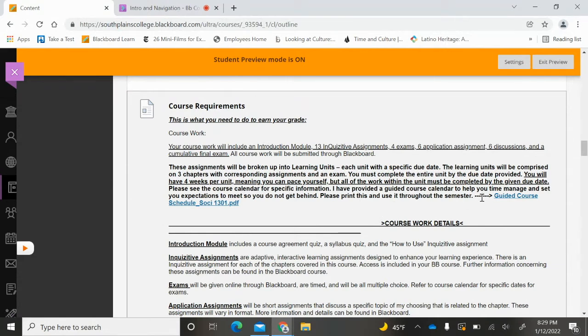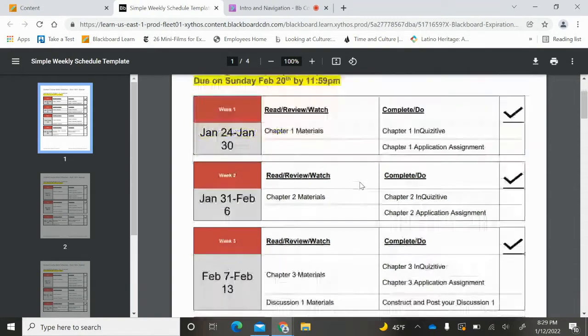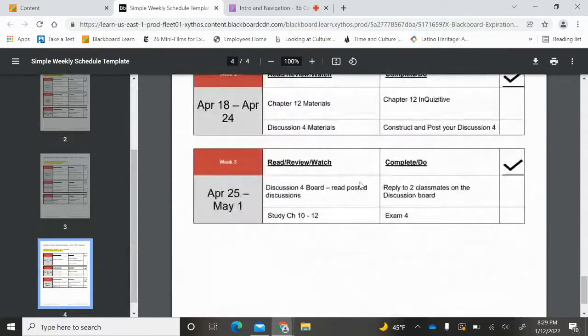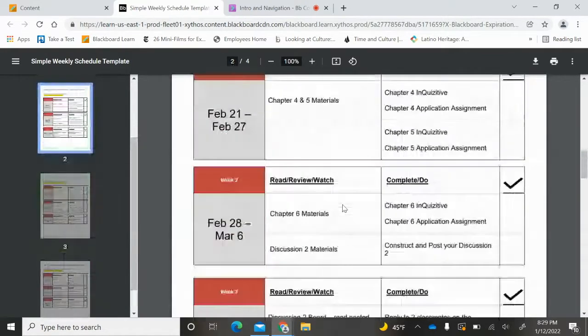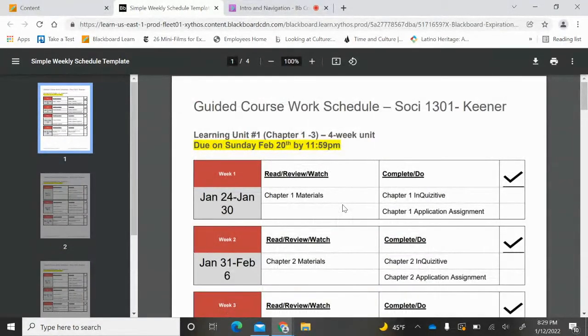But what I've done for you is I've given you a guided course schedule PDF. So if you click right here, it's going to bring up what a learning unit looks like and what you should be doing each week, even if it's not due. And so what you want to do is you want to print this. It has all 4 learning units in it, broken up by week, the due date, and a check mark. So all you have to do is say, okay, so the second week of school, January 24th through the 30th, I need to look over chapter 1, I need to complete my inquisitive, and I need to do my application assignment. However you do that is up to you.